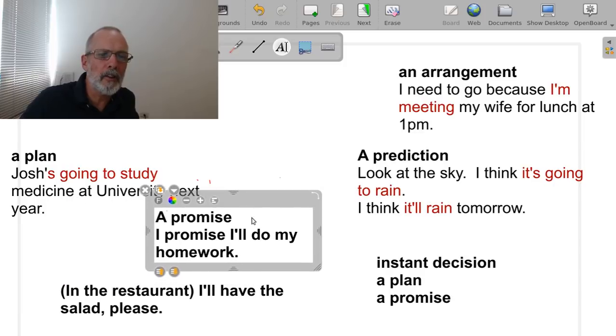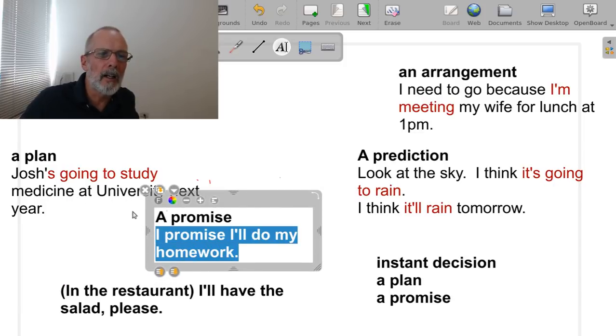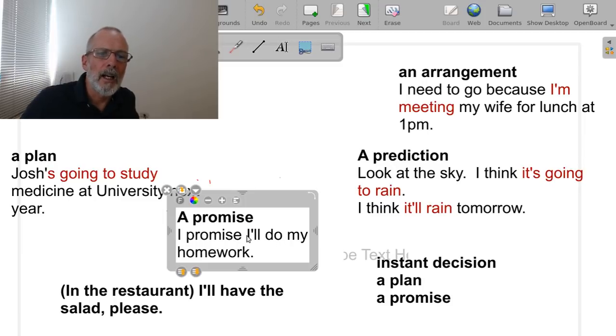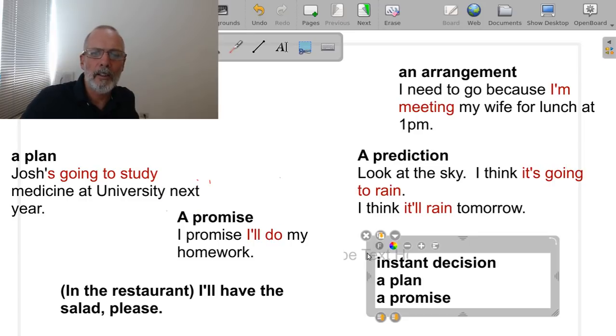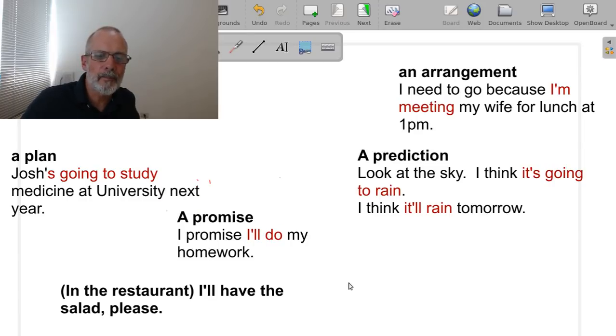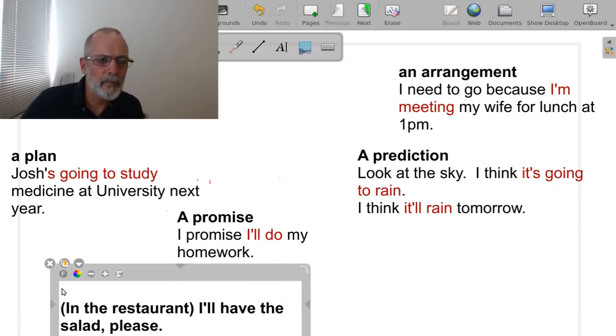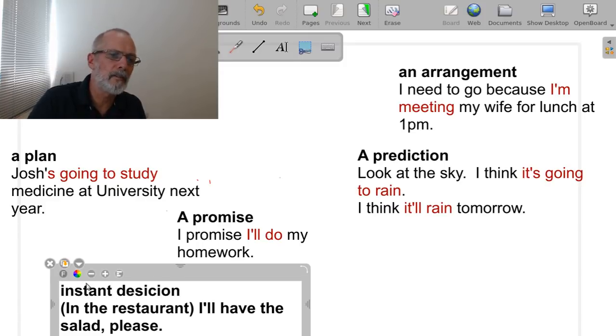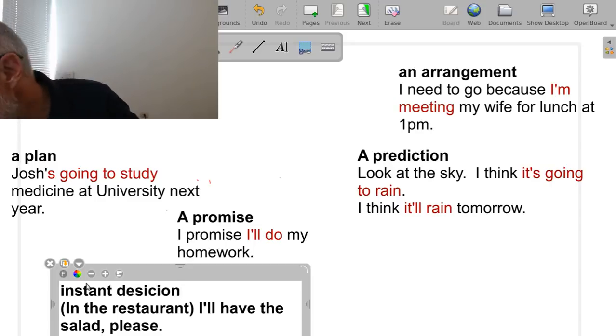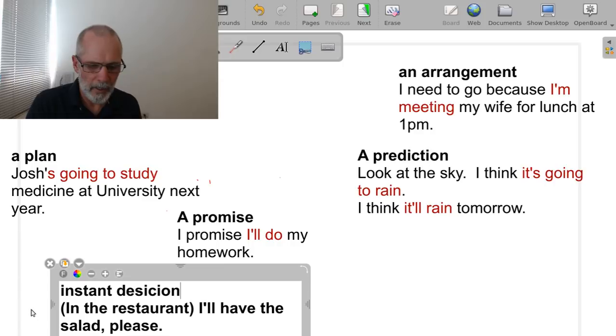This one here is a promise. Here we're using will. I'll do my homework. And finally, we have the last one, which is the instant decision. So here the structure is will. The structure is will.